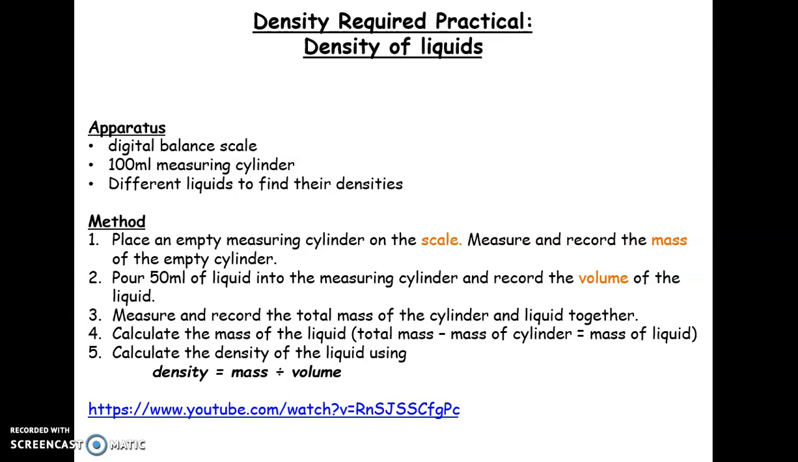Density of a regular object, where you can easily use a ruler to find the sides and the radius and whatnot, find the volume. Density of an irregular object, where you can't easily find the volume using the dimensions. And the density of a liquid. And you'll notice all three of them require us to find the mass of the object, find the volume of the object, find the density using mass divided by volume. I'll ask you to pause the video there and make notes on that if you need to.